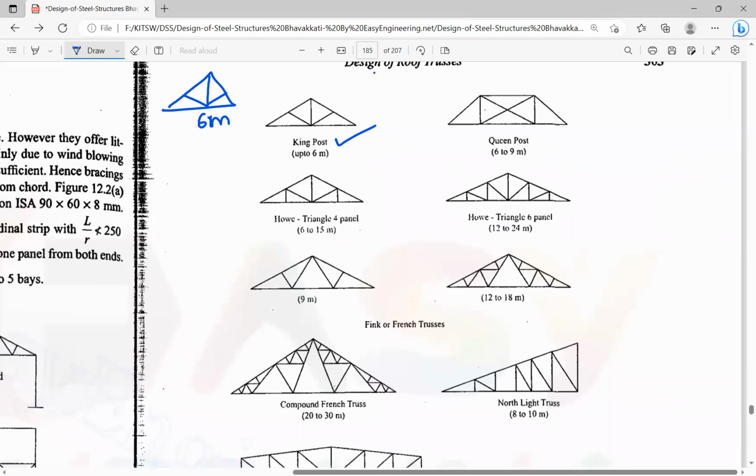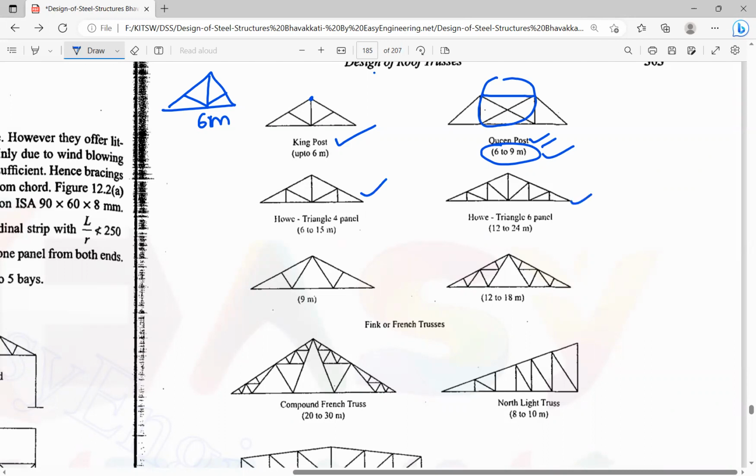If the span is 6 to 9 meters, you can go with queen post. So the queen post, or crown, has these horizontal members. The difference is that additional horizontal members are there, and here diagonal members are there. So this is the queen post. This can be safely used up to 9 meters, 6 to 9 meters we can use this queen post, right? So it's like that we have different types of trusses.